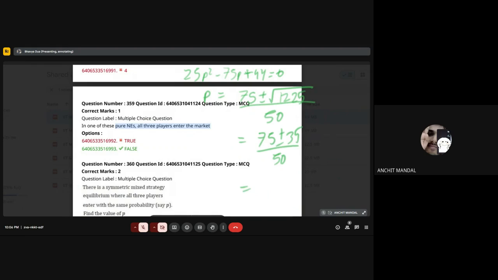Now, obviously, it is a probability, so it cannot be more than 1. So the plus option is disregarded, and we are left with only the minus option, which gives us 40 by 50, which is 0.8. The other option would have been 110 by 50, which is 2.2. Since it is a probability, the answer is going to be 0.8.